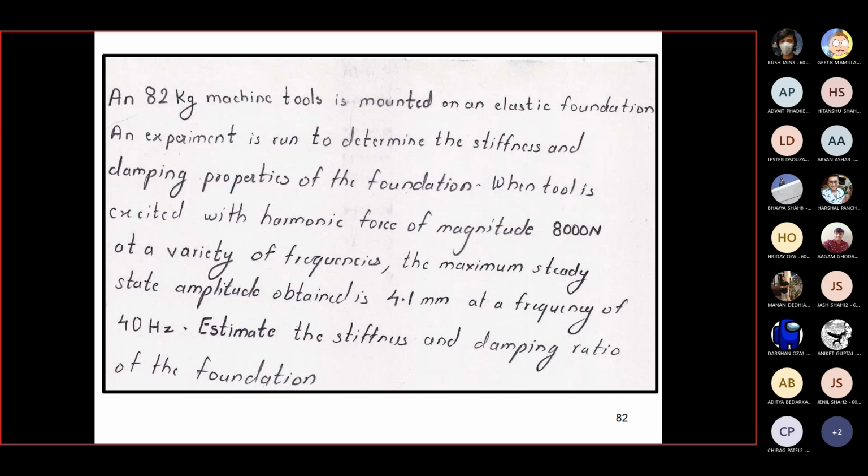An 82 kg machine tool is mounted on an elastic foundation, and an experiment is run to determine the stiffness and damping properties of the foundation. When the tool is excited with a harmonic force of magnitude 800 Newton at a variety of frequencies, the maximum steady state amplitude obtained is 4.1 mm at a frequency of 40 Hz. Estimate the stiffness and damping ratio of the foundation.